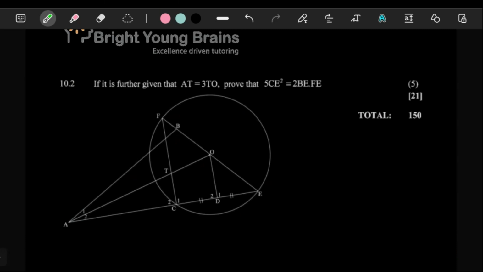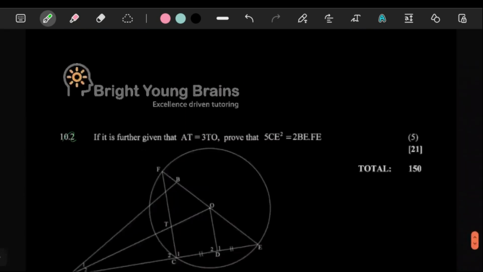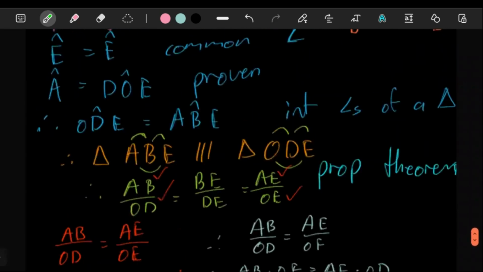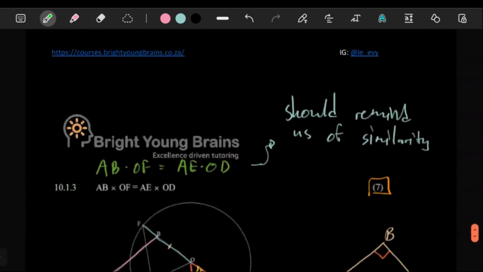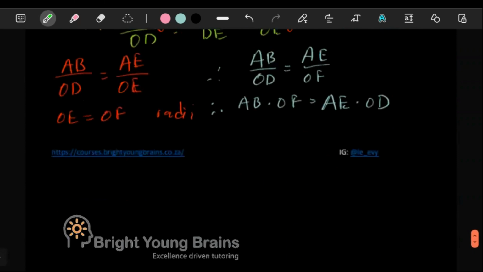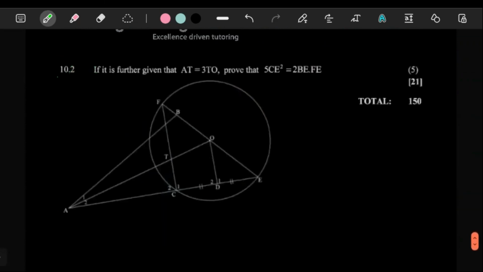Because the moment we forget what we have just worked out, it becomes a bit of a problem. But what we have just worked out might not even be useful to us. We don't want to cling too much to it because this is a completely different question, 10.2. It's not like 10.1.4 or something. It's starting off as 10.2. So always take note of things like that.